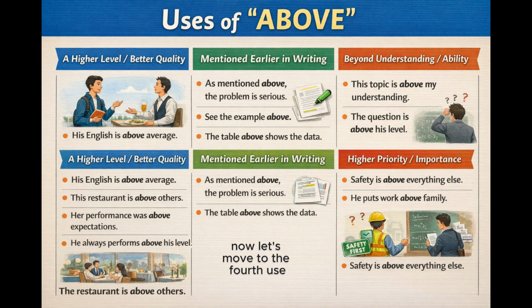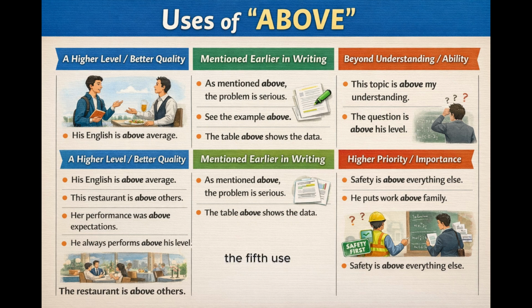Now let's move to the fourth use. We use above to describe a higher level or better quality. Examples: his English is above average. This restaurant is above others. Her performance was above expectations. He always performs above his level.